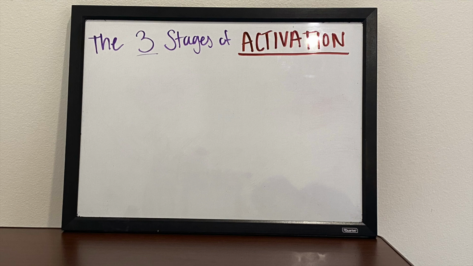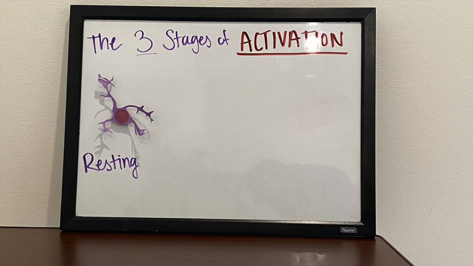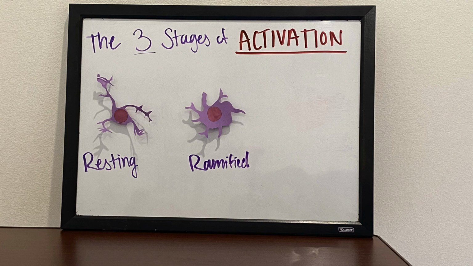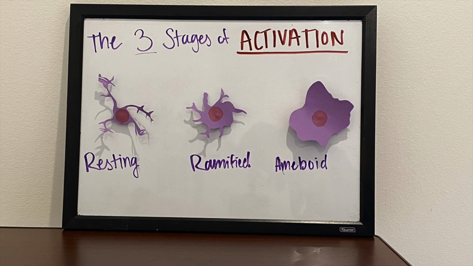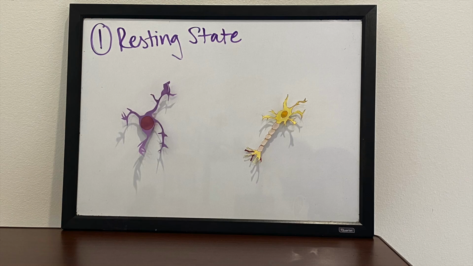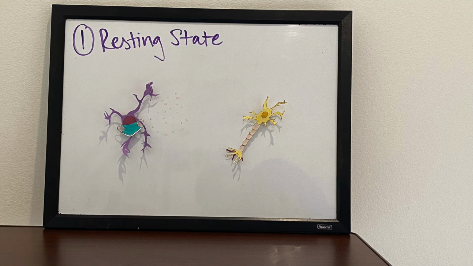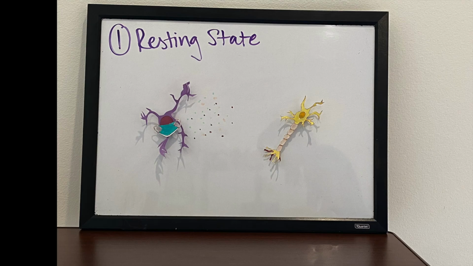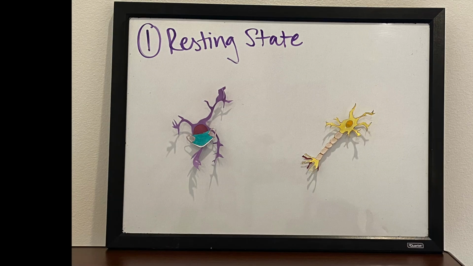So there are 3 stages of activation. First is the resting stage, then the ramified, and then the amoeboid. The resting state has a microglia on the left and then the neuron on the right. This stage is kind of like a healthcare worker because it releases a lot of growth factors and hormones and chemicals to the neuron, which then uses them through uptake to grow.